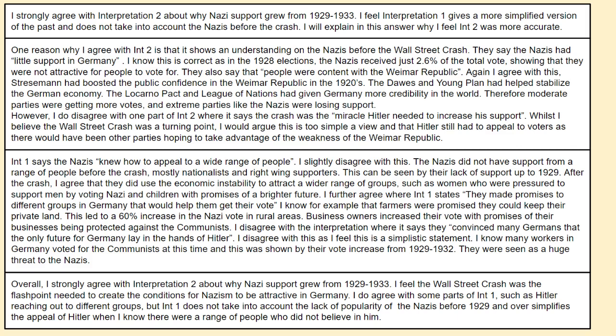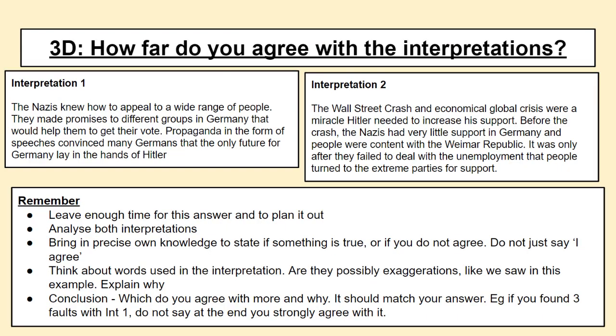And if we add that to the bottom of our answer, this is what a model answer would look like. We've analysed both interpretations, we've reached a judgment and explained why, and we have consistently brought in our own knowledge. So, final thoughts on this one, just things to bear in mind. Firstly, leave enough time for this answer and to plan it out. Please, please, please do not leave it the last 10 minutes. It won't be a good quality answer.